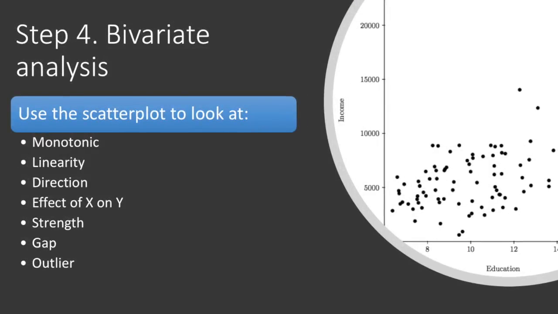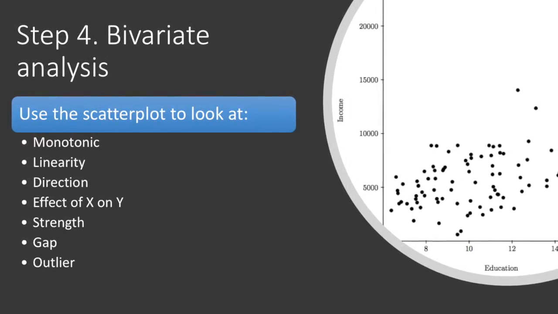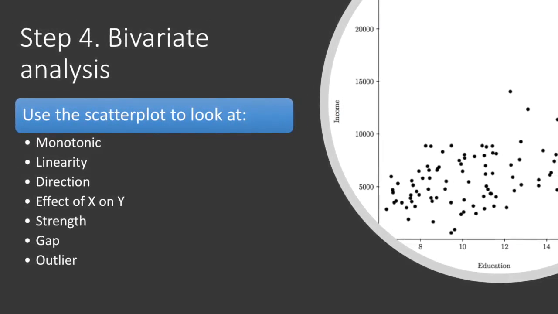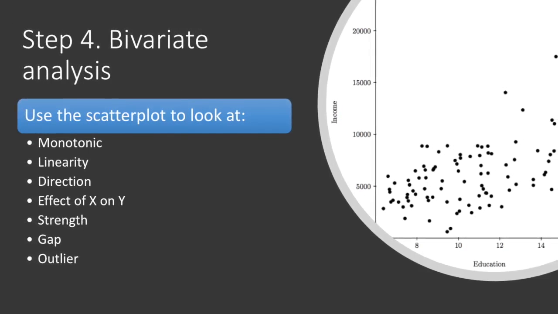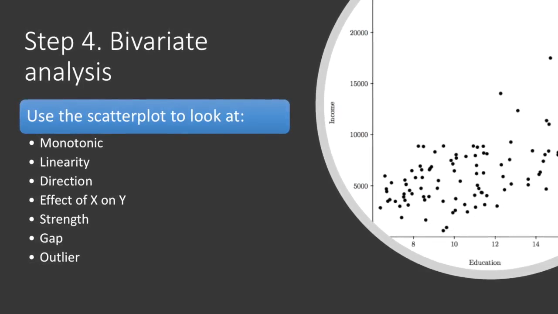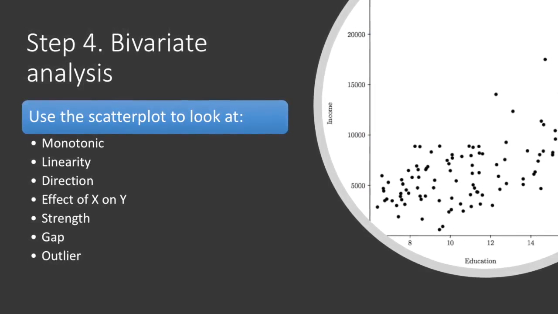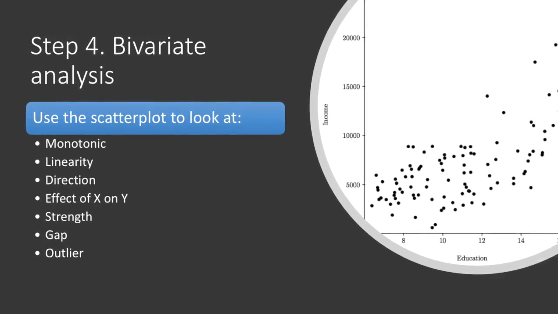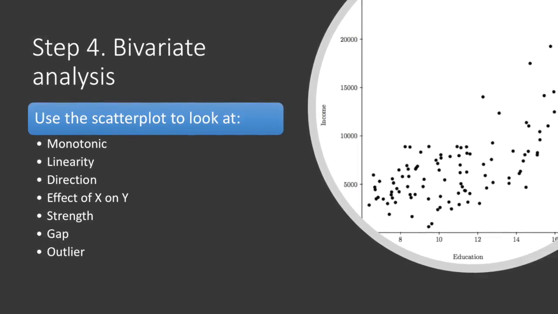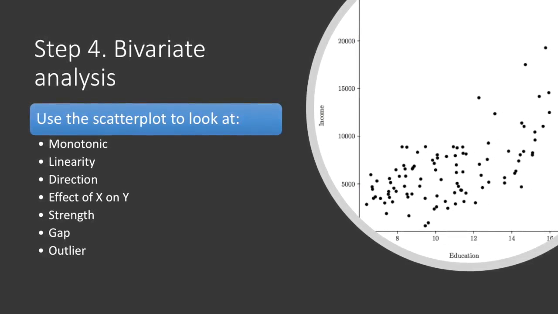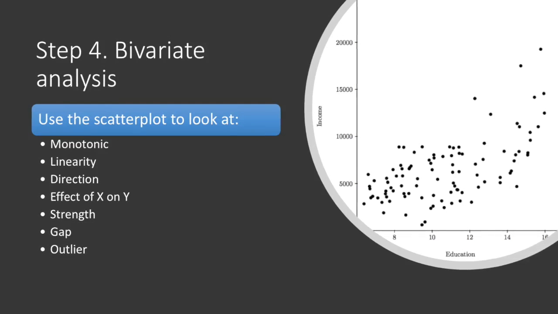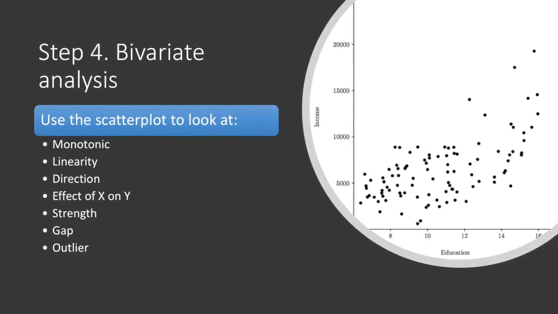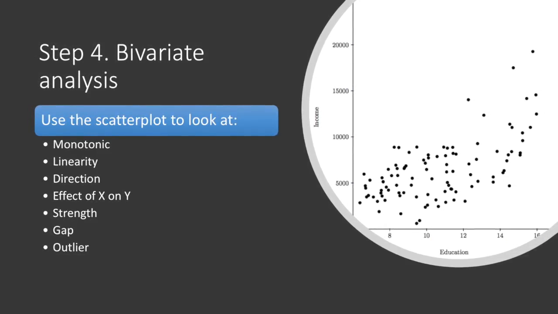Okay, the fourth step is the bivariate analysis, where you use the scatter plot to look at monotonicity, the linearity of the relationship, the direction, the effect of x on y, the strength, the gap, and the outlier. Then you calculate the correlation coefficient and significance. Basically, in steps 3 and 4, we want to tick off whether the graph, whether it be the normal distribution or scatter plot, fulfills certain assumptions. And in fulfilling these assumptions, we can proceed to the next step in simple linear regression.